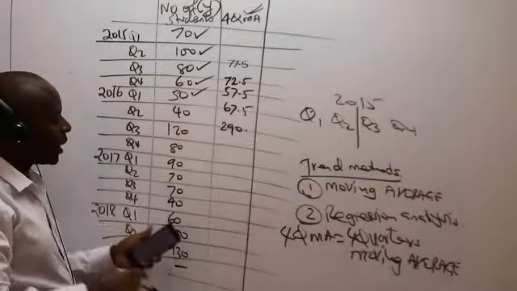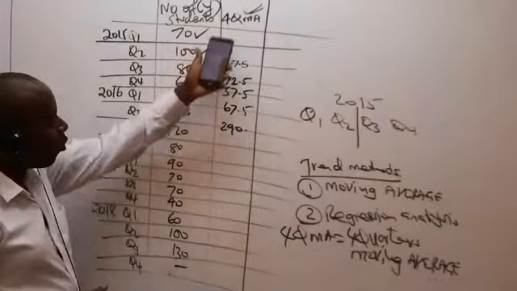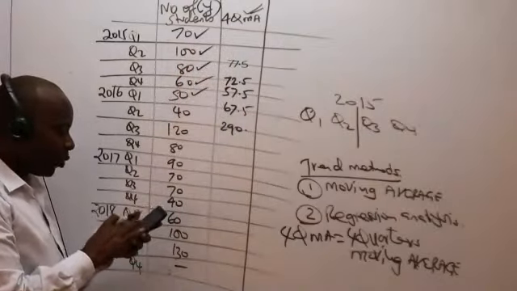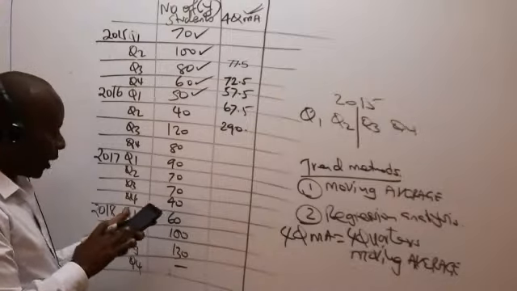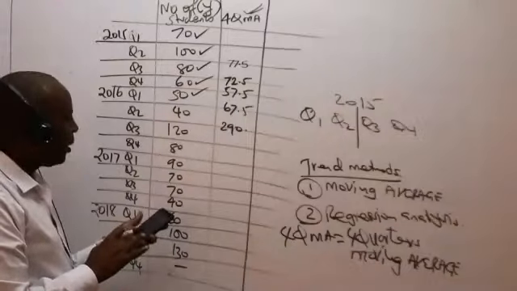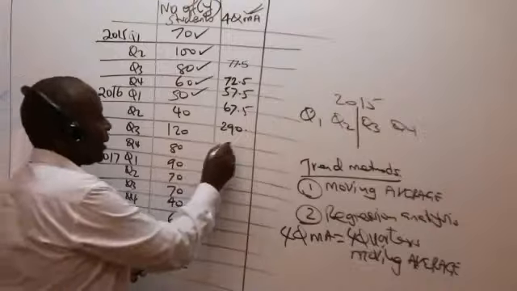We go to the next sequence of 4 numbers. Remember, we're picking 4 at a time because of the 4-quarter. So we have 40 plus 120 plus 80 plus 90 equals, I say divide by 4, I'm getting 82.5.